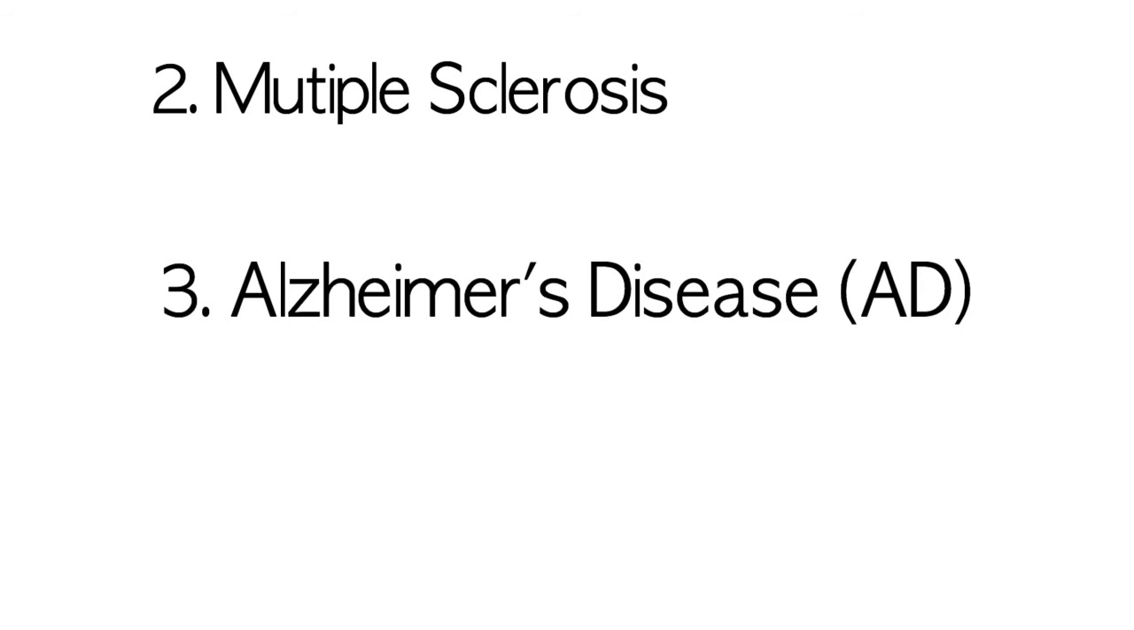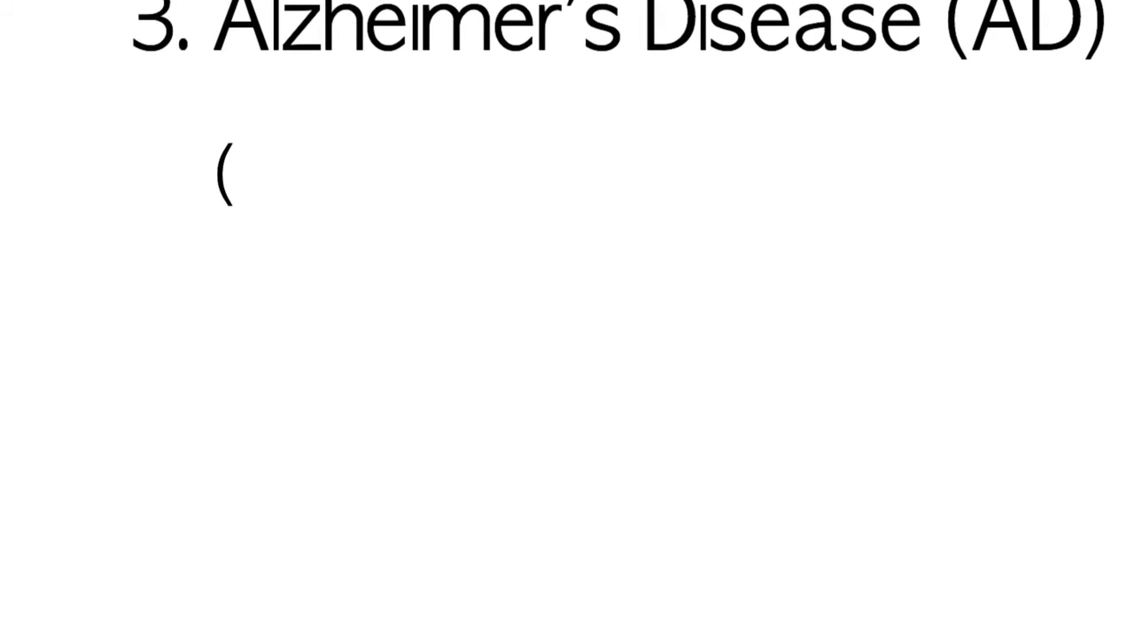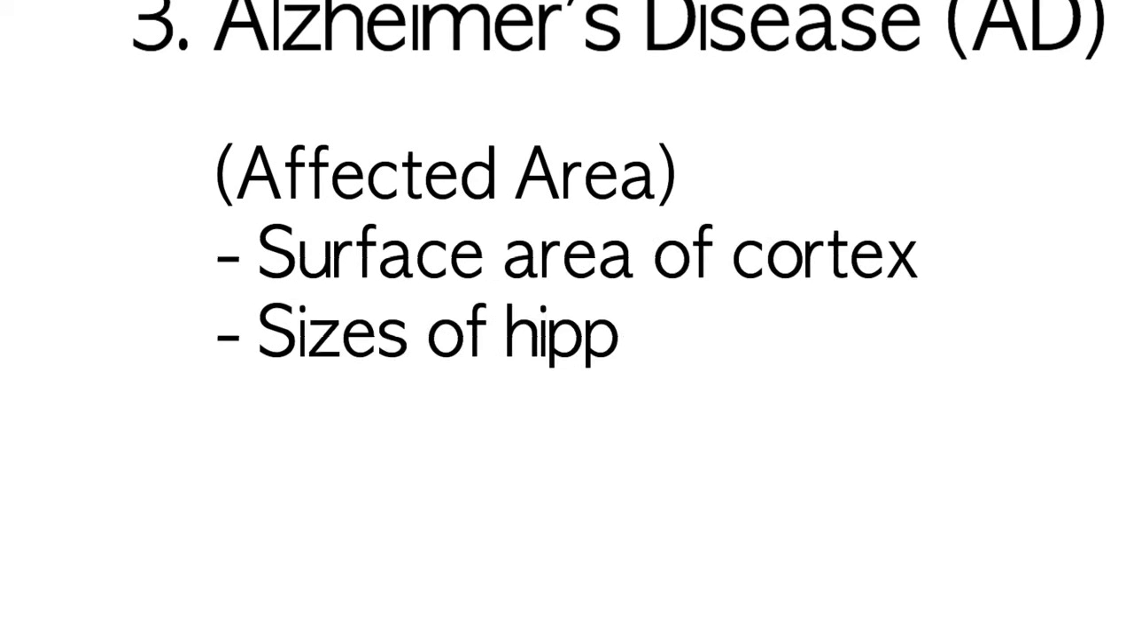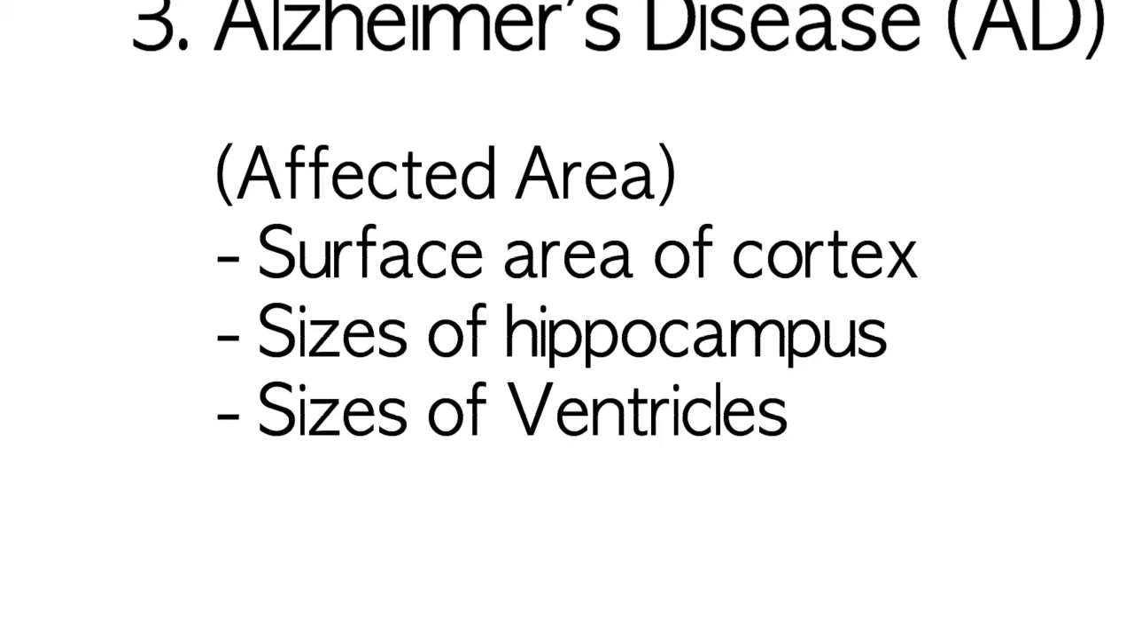The last disease that I'm going to talk about is Alzheimer's disease, or AD in short. AD is a chronic neurodegenerative disease that develops slowly and gets worsened over time. In advanced Alzheimer's disease, brain cells such as neurons and synapses are massively lost. Surface area of the cortex and sizes of hippocampus and ventricles of the brain will be greatly affected. These morphological changes will lead to difficulty in thinking, planning, and remembering, and eventually cause the patients to lose ability to carry on a conversation and respond to their environment.